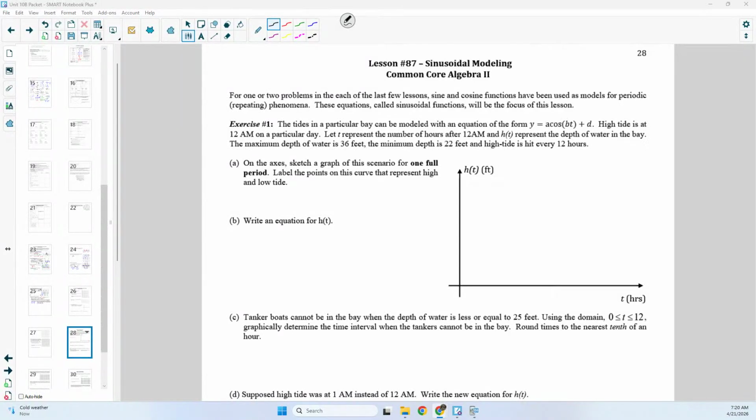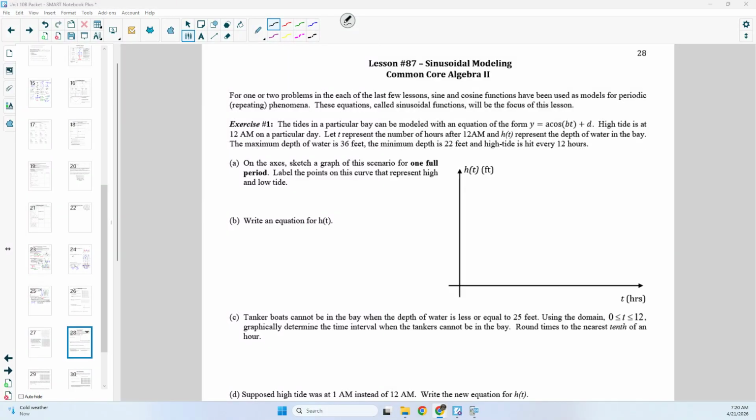So if we're doing sinusoidal modeling, remember sinusoidal equations are sine or cosine equations with transformations. So basically we're using these to model real world phenomena. And we've been doing word problems here and there throughout the past few lessons. This is just a focus lesson on that.